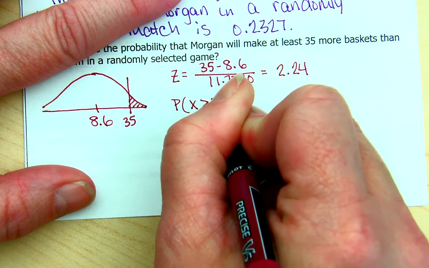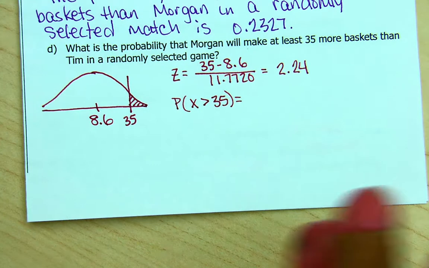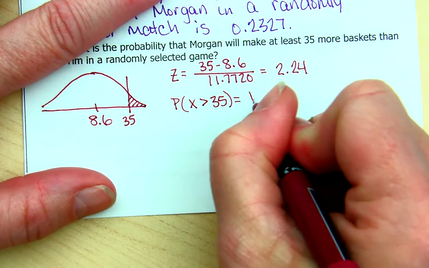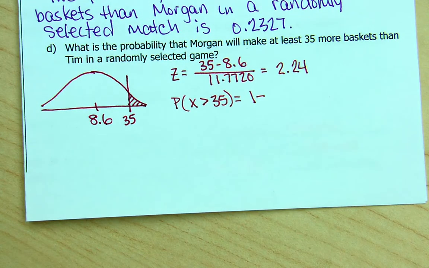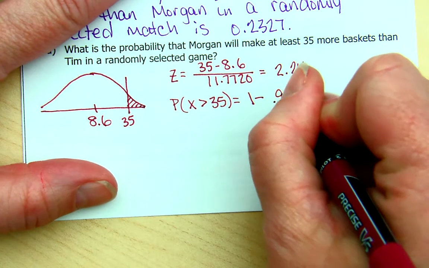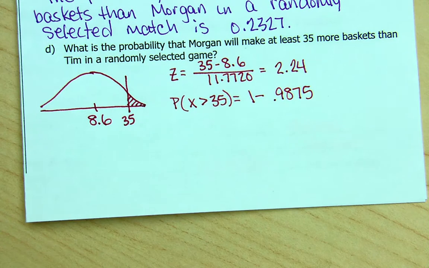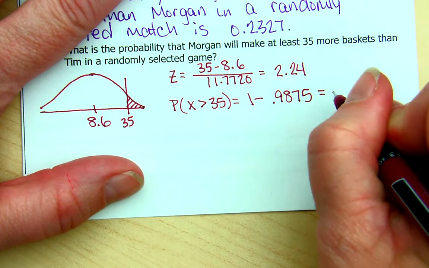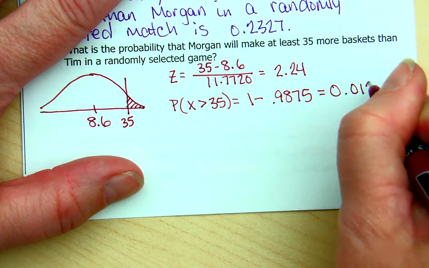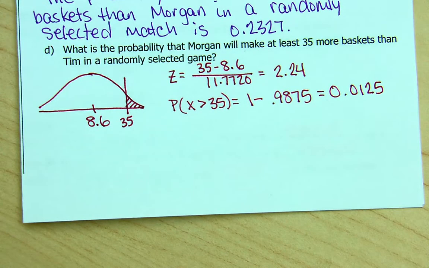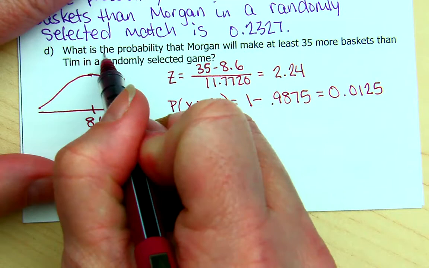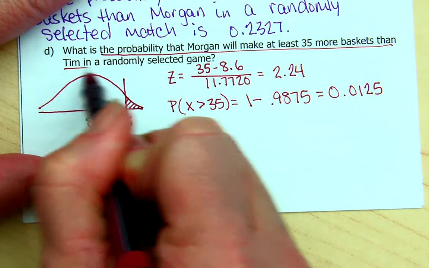The probability of getting more than 35. On our table, it's going to tell us less than. So now I do need to do the 1 minus whatever I get on the table. So 0.9875. To write my context, I'm just using the statement right out of the question.